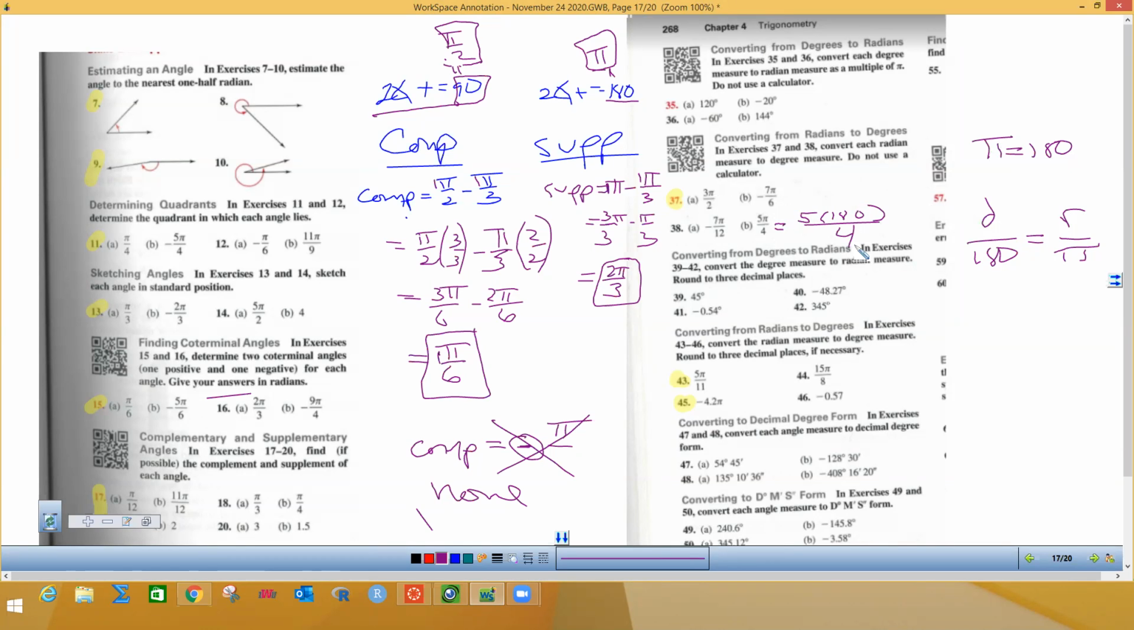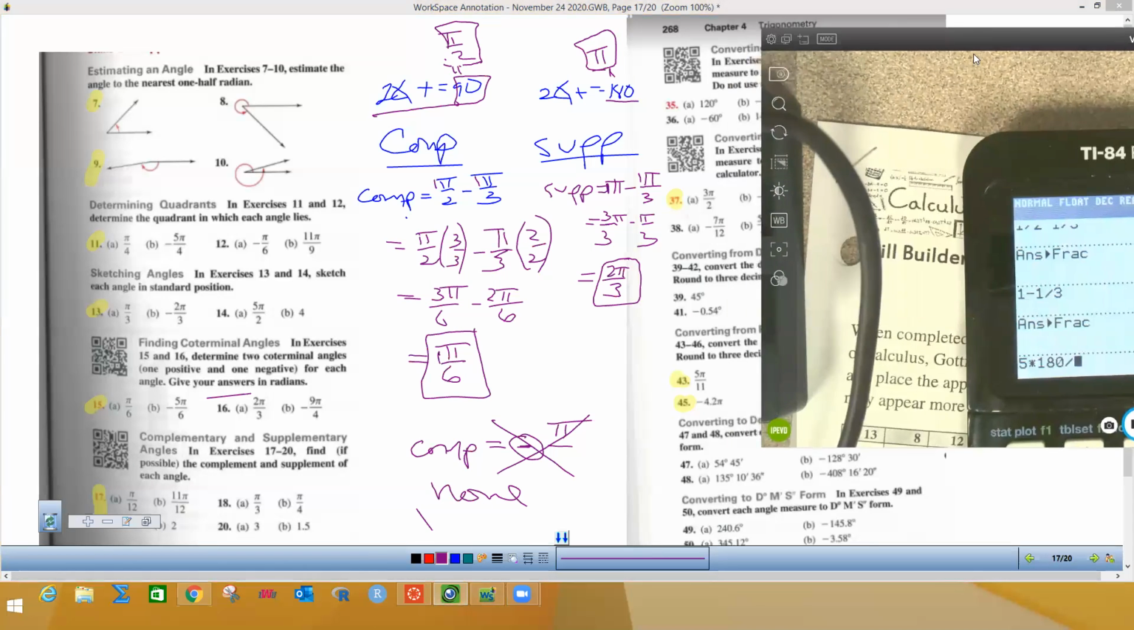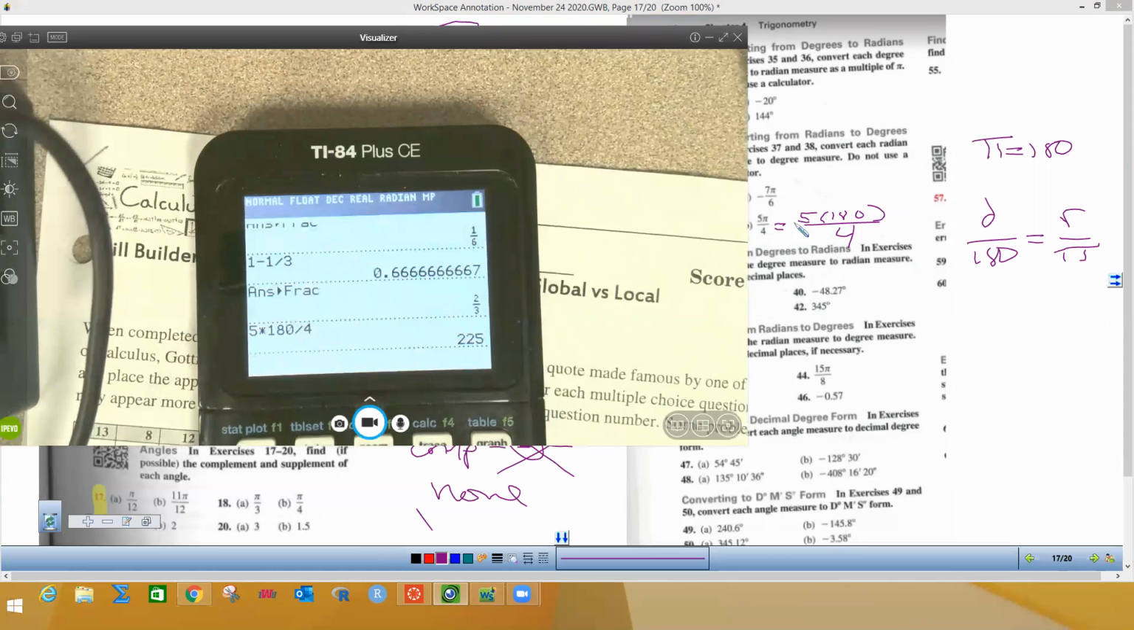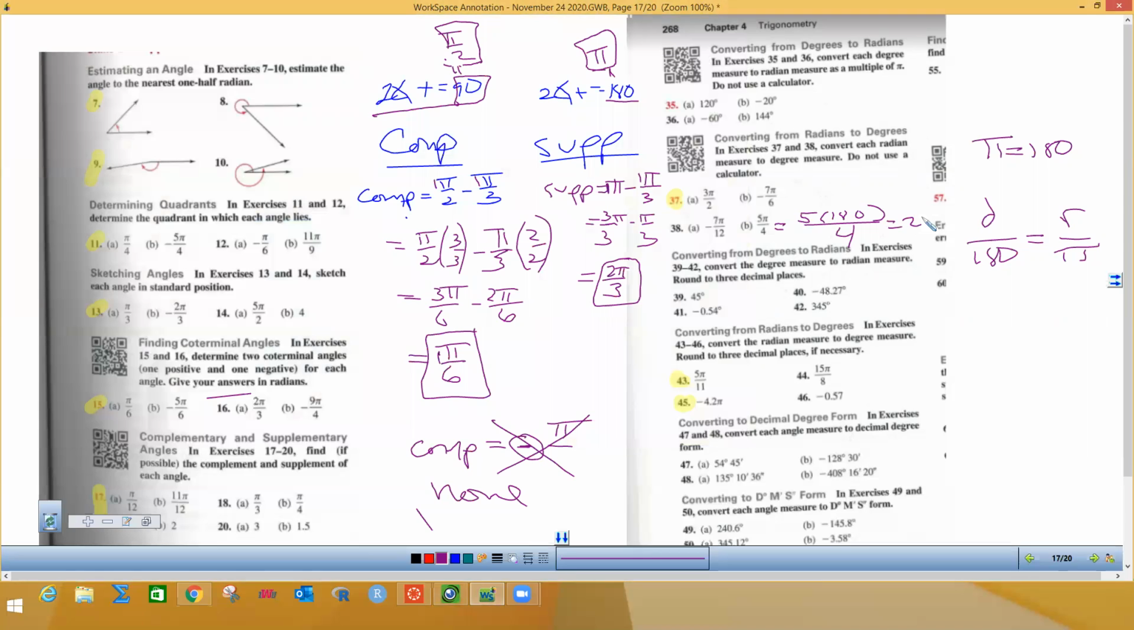And then I would just take my calculator and I would take 5 times 180 divided by, well, maybe I should show this to you. So I am taking, right here, 5 times 180 divided by 4, and I hit enter, and that would be 225 degrees. And you should put a degree symbol with it. So all you're going to do on these is put 180 where the pi is and get your answer.